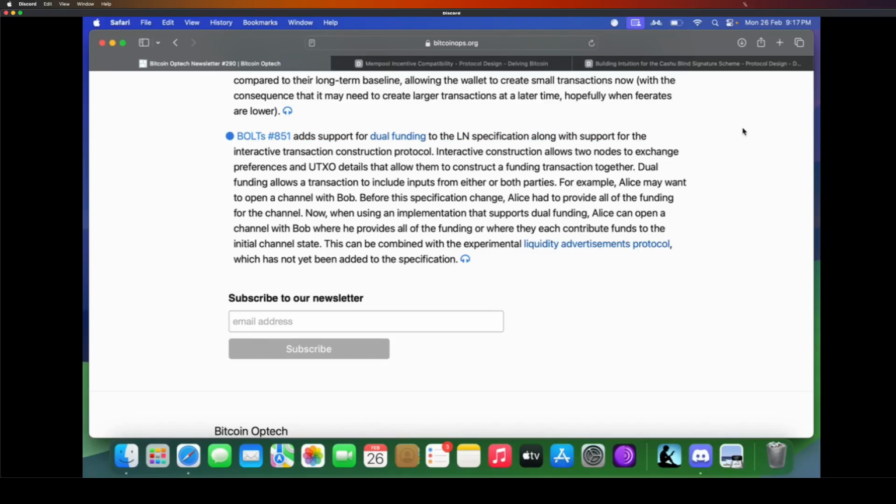Up till now, we have had single funding, where if Alice and Bob want to set up a Lightning channel, only Alice can fund that channel. But dual funding is where Alice can fund that channel, or even Bob can fund that channel, or Alice and Bob both can fund that channel. So it's not that two people necessarily have to fund the channel. Any one of the two can fund the channel, or they can mutually fund the channel. This functionality has been implemented in PR 851.